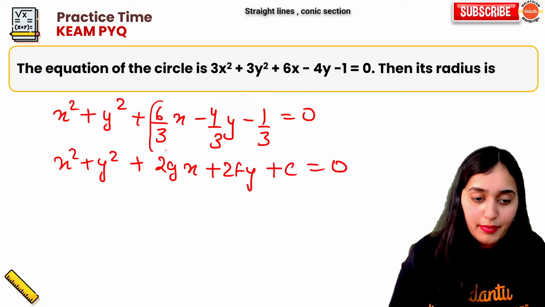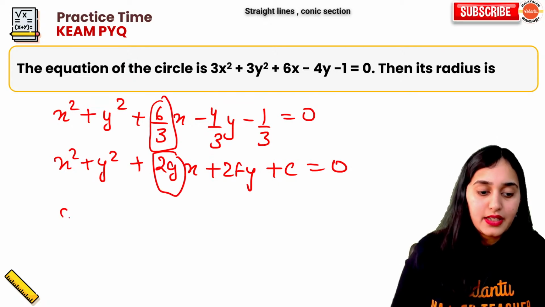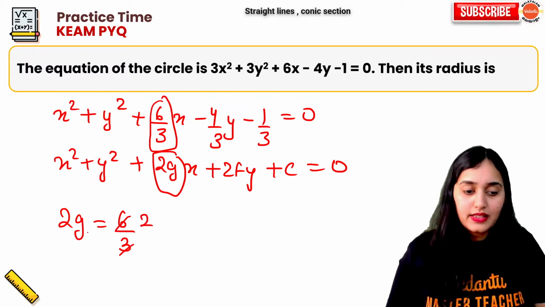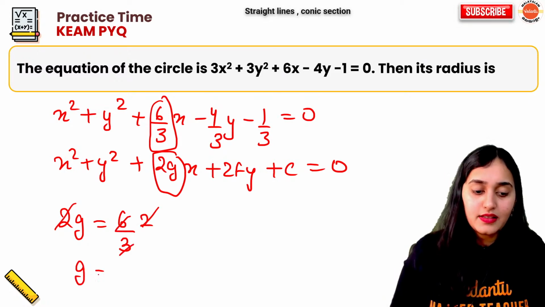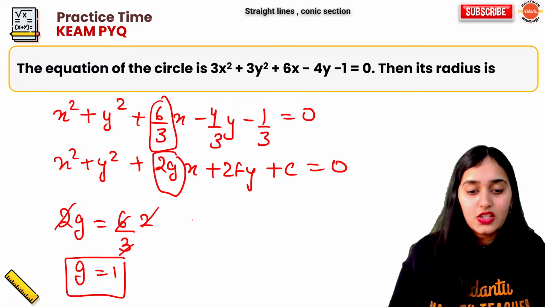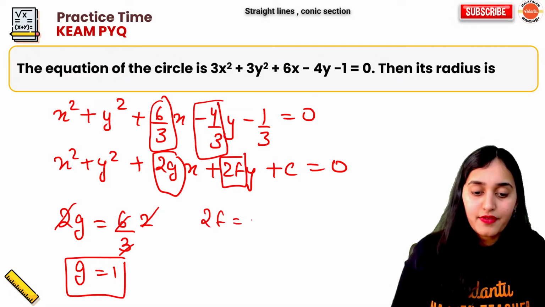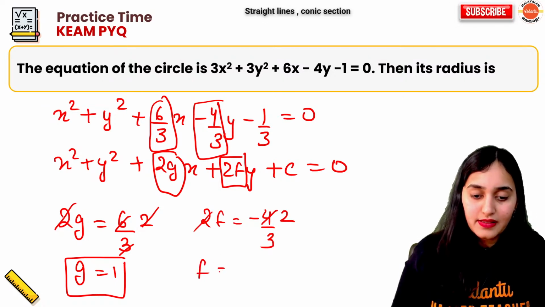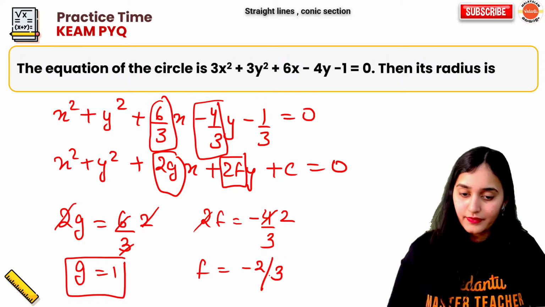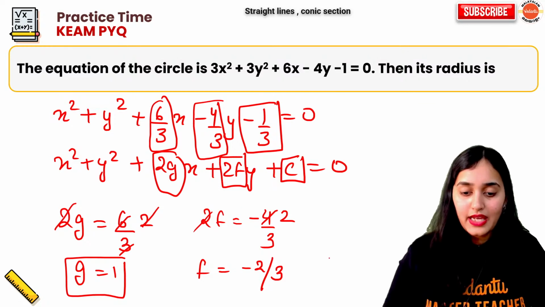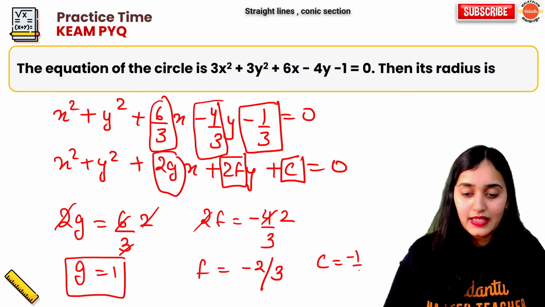Now here if you compare, what is 2g? 2g is 6 by 3. 3 2s are 6, 2 2 cancel, g is equal to 1. Understood? What is f? 2f is minus 4 by 3. So 2 2s are 4. f is minus 2 by 3. Right? And what is c? c is minus 1 by 3. So we have c as minus 1 by 3.